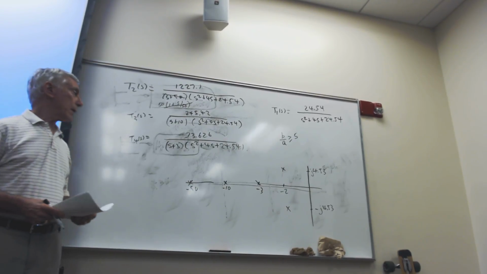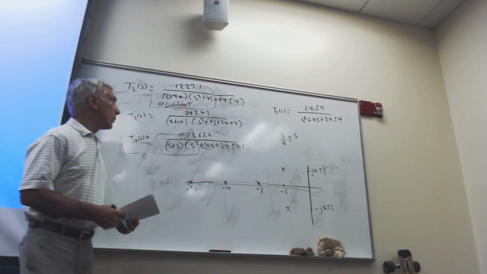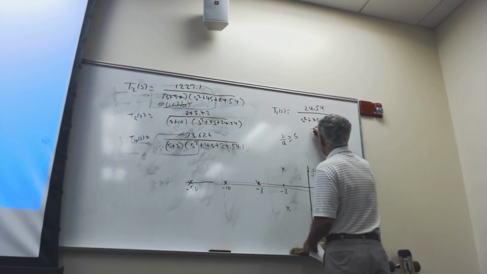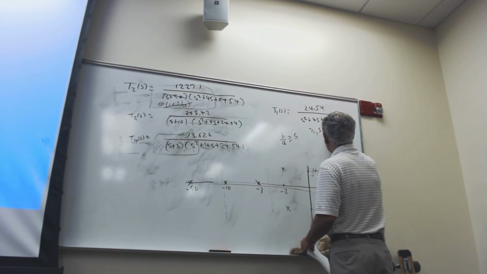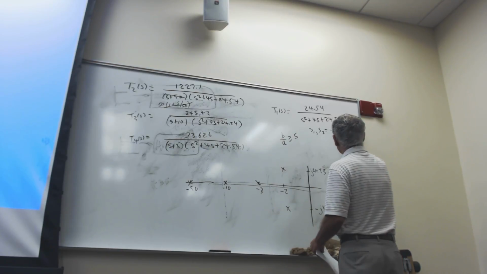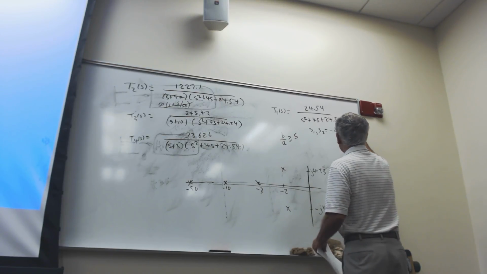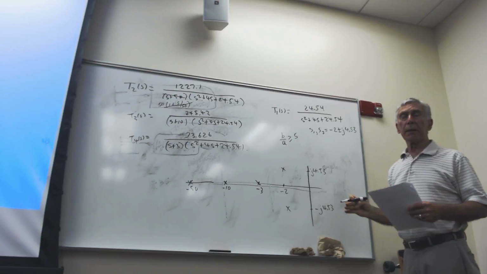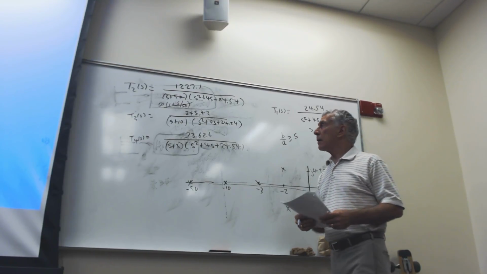Also, where did you get the 2 in that term as well? If you factor this quadratic, the s1 and s2 are -2 plus and minus j4.53. Oh, okay, quadratic. Okay. All right. Thank you.